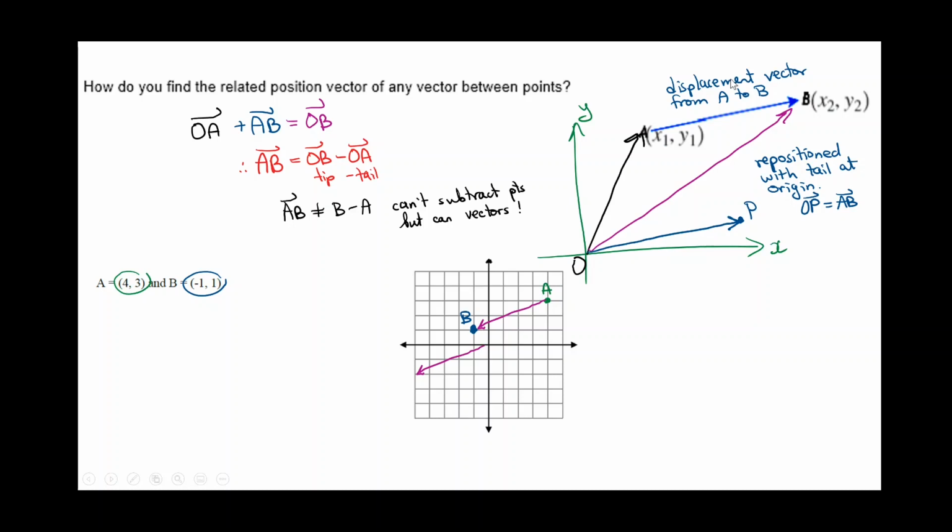Just in terms of the naming, we could call it displacement vector because it's from one point to another. We reposition it with the tail at the origin. We can call this point, it's no longer B or A, it's pointing at some other point, but we can call it P, but this vector OP and vector AB are going to be identical.